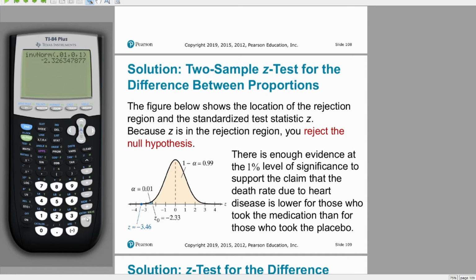But in any case, we reject the null hypothesis, so we say there's enough evidence to support the claim here because we were claiming that the death rate is lower. In this case, it seems like it's pretty significantly lower, in fact.